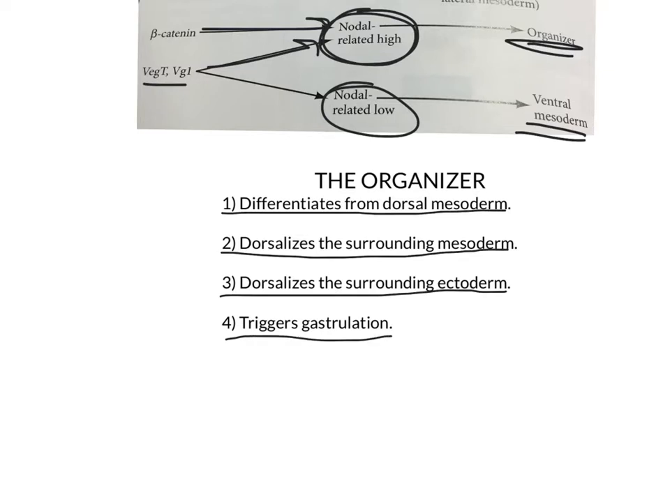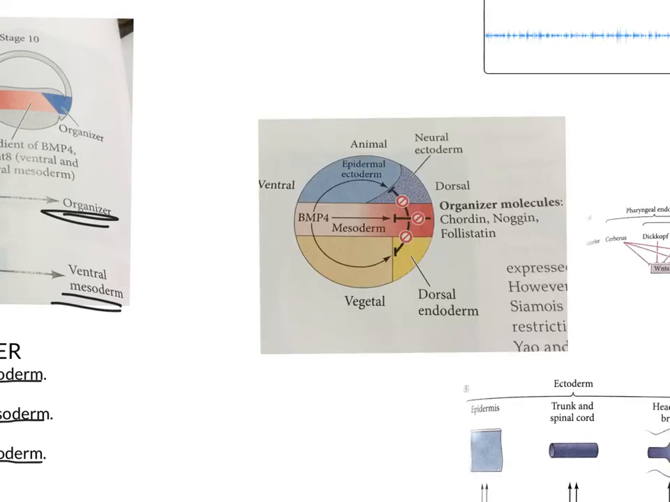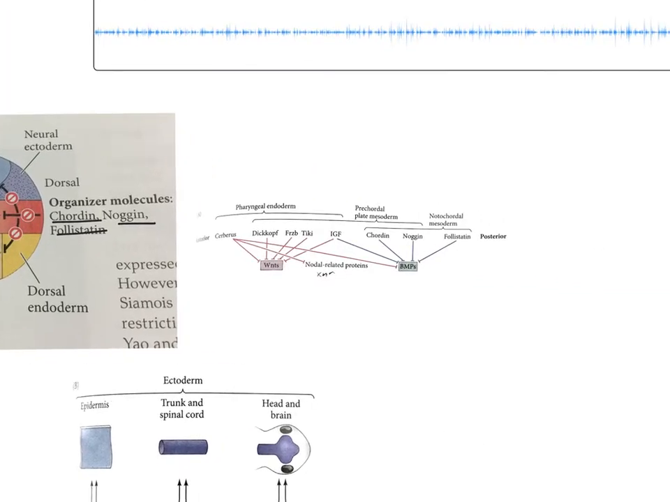But what do we mean by dorsalize the mesoderm and the ectoderm? Well, the organizer secretes molecules like chordin, noggin, and follistatin. These factors are powerful BMP inhibitors. Along with a bunch of other inhibitory factors for Wnt, this sets up gradients which specify the ectoderm.